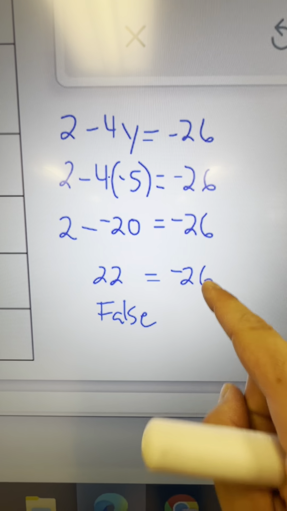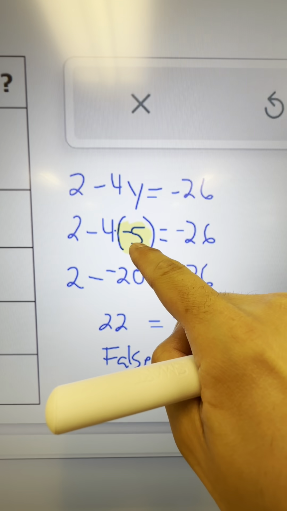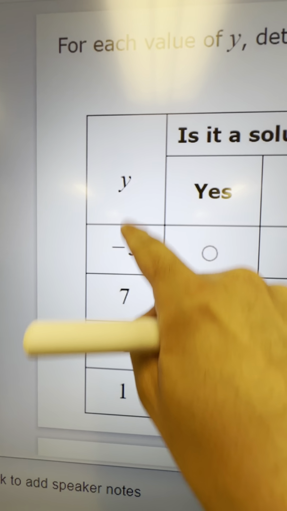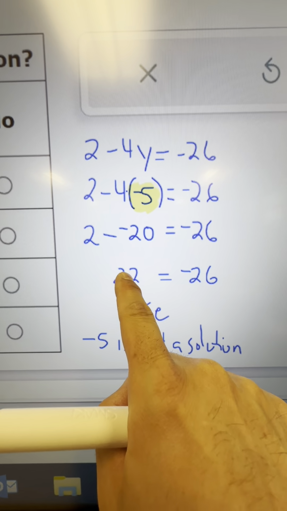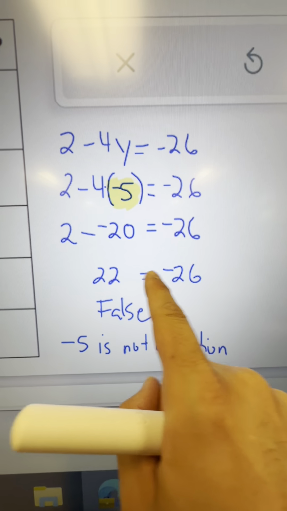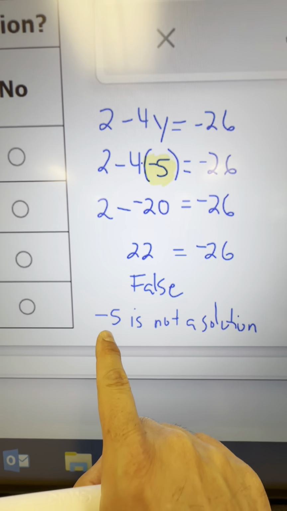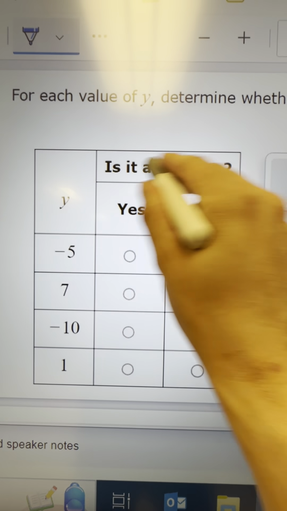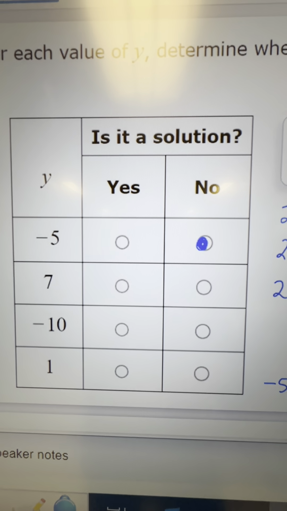22 is equal to -26 is false. Now remember, I replaced y with -5, and again, I got that from my table. I checked -5, I swapped it out with the y, and when I evaluated this using order of operations, I got 22 as -26, which is not the same. They are not equal to each other. That means this number that I just checked is not a solution. So when I go to my table, -5, is it a solution? No, and then I would choose that as my answer for -5.